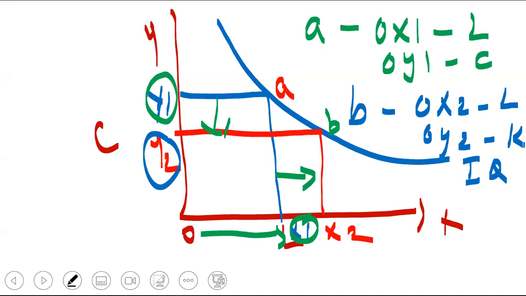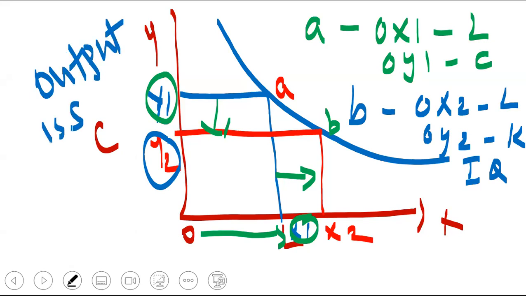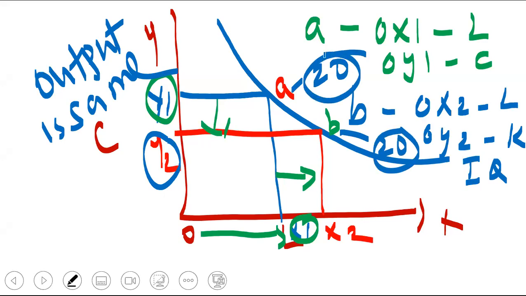But remember, output is same. Please remember, output is same. It's only 20 units, either way 20 units same. So conclusion, humne kya likha children? Why is the isoquant downward sloping? When the producer is increasing the labor, capital is decreasing. Therefore, output remains the same.